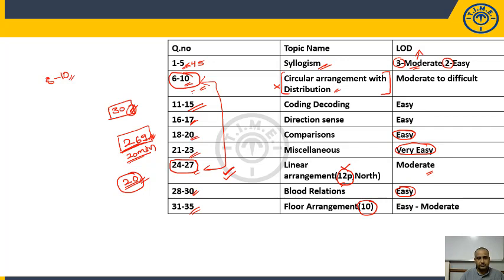We are also going to answer in the same way. First we do the syllogisms. Circular arrangement with distribution we will take up last. Then coding, decoding, directions, comparisons, miscellaneous. Linear arrangement we will take up next. After that, blood relations and floor arrangement. Last but one, we'll discuss linear arrangement, and at the last we'll discuss circular arrangement with distribution. Okay. So selection of questions is very important.